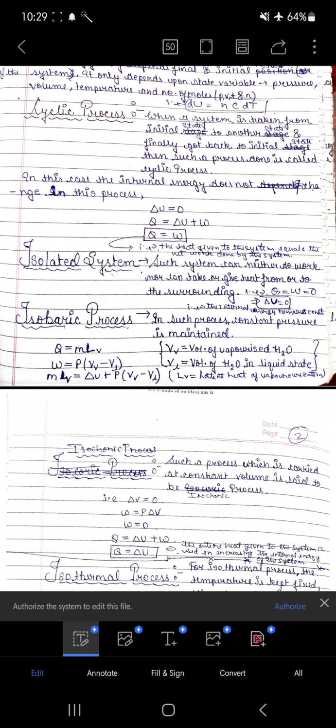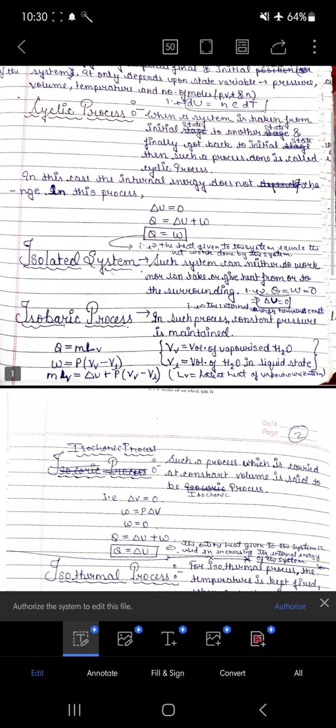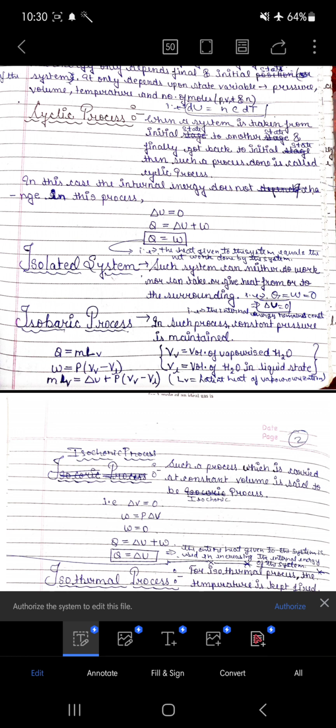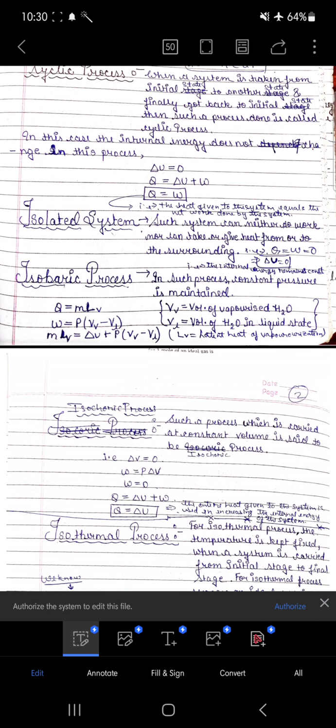Now applying again the first law of thermodynamics, Q is equal to delta U plus dW. So that will be equal to m into L_V, as written at the bottom of this page: m L_V is equal to delta U plus P into (V_V minus V_L). This is the condition which we have obtained according to the first law in case of the isobaric process. Next we talk about the process known as the isochoric process.